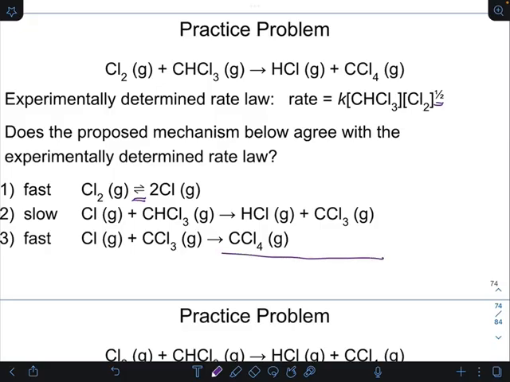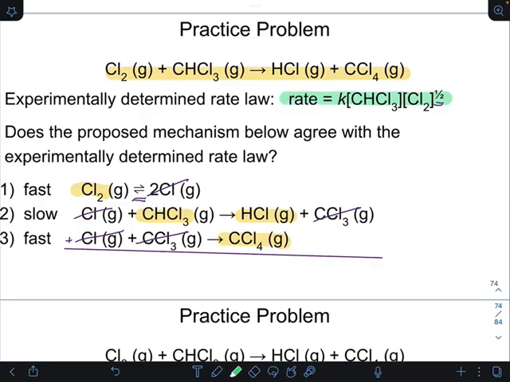First thing we want to do is check to make sure that the stoichiometry of everything works out. So I see that my 2Cl is consumed. I see that CCl3 is consumed, and my net reaction is equal to, that's good, my stoichiometry works. Next thing we need to do is check to see if the rate law of my mechanism is equal to the experimentally determined rate law.